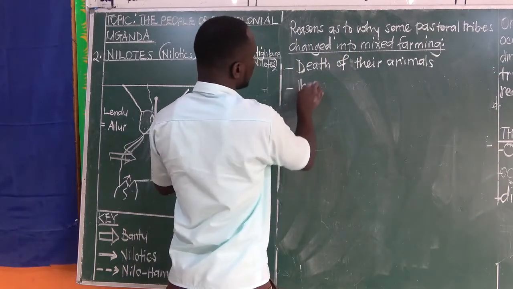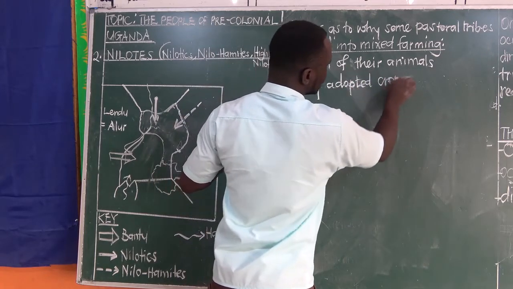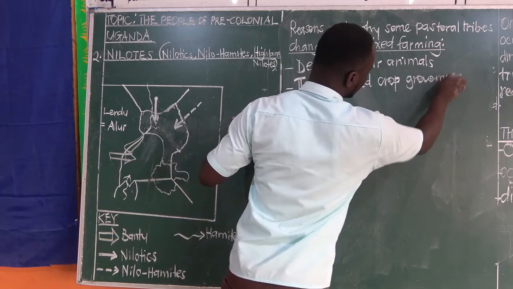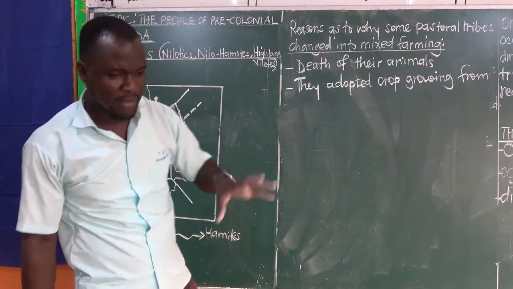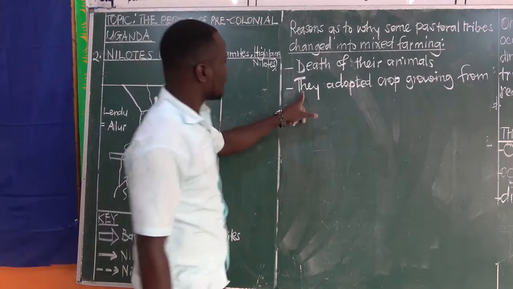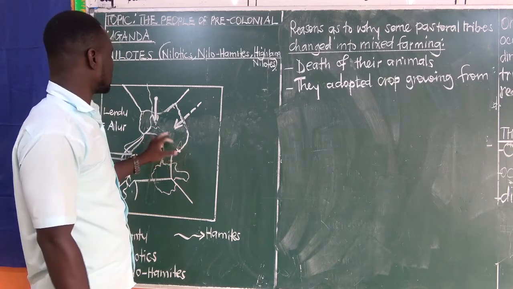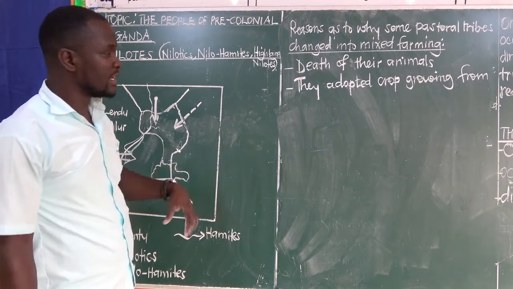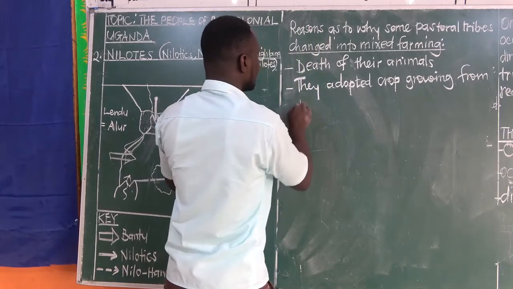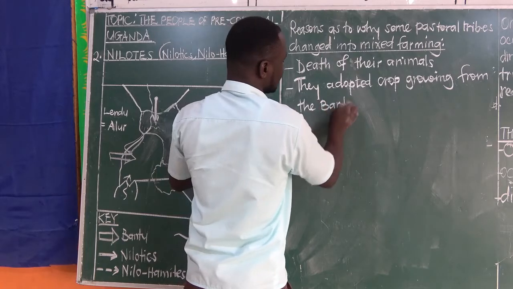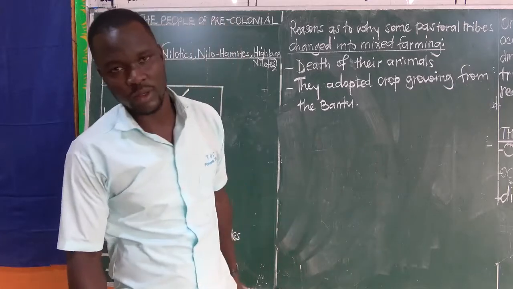Then two, these people adopted crop growing from the tribes that they settled with. Mainly, those were the Bantu that had already settled there. Remember, we said the Bantu were the first to come to Uganda. So by the time these other people came, there were some Bantu tribes that had already spread to very many parts. And when they settled near them, they were able to learn growing crops from them. So we are saying they adopted crop growing from the Bantu tribes. As a result, they tried growing crops, and they saw it was better than moving from one place to another.